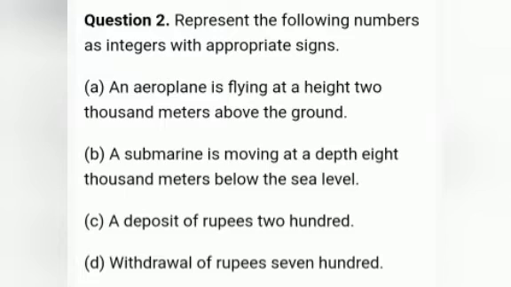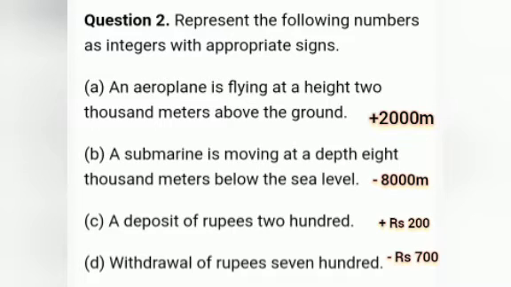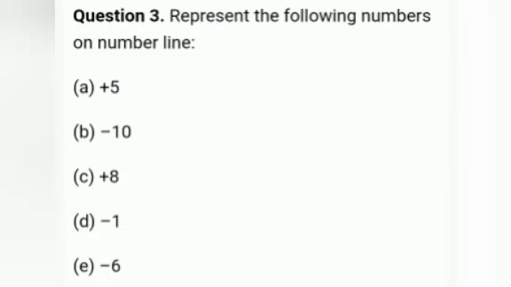An aeroplane is flying at a height of 2000 meters above: plus 2000. A submarine is moving at a depth of 8000 meters: depth, minus 8000. A deposit is plus rupees 200. Withdrawal is minus rupees 700. So you saw we have denoted above with plus, depth below with minus, deposit with plus, and withdrawal with minus.